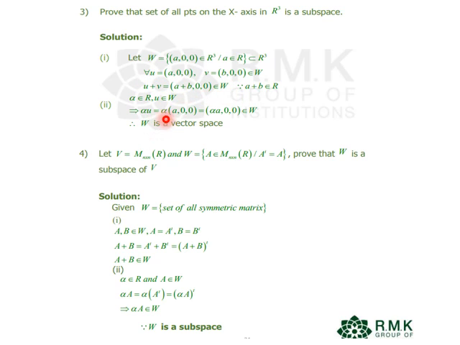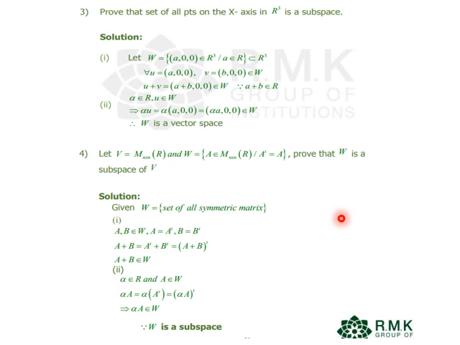Now multiply by alpha with u. So alpha times (a, 0, 0) gives me alpha a, 0, 0. These two are again 0 and I have only alpha a. So this also belongs to W. Hence W becomes a subspace of R cube.